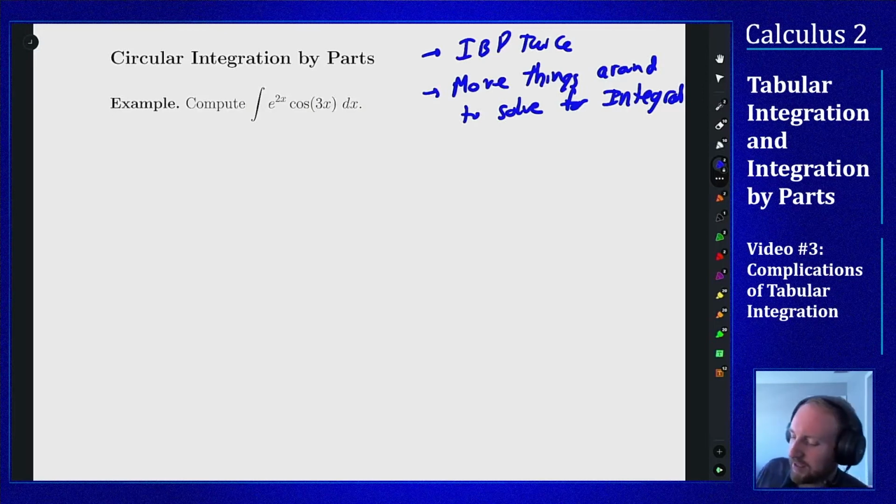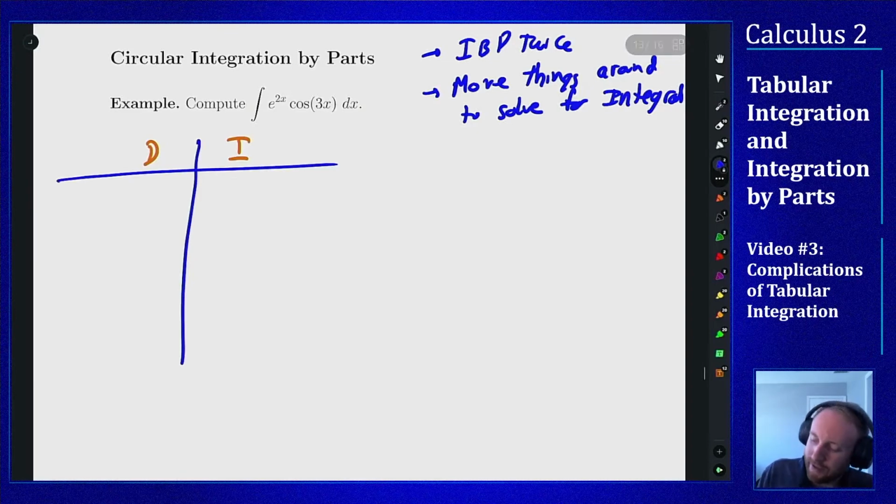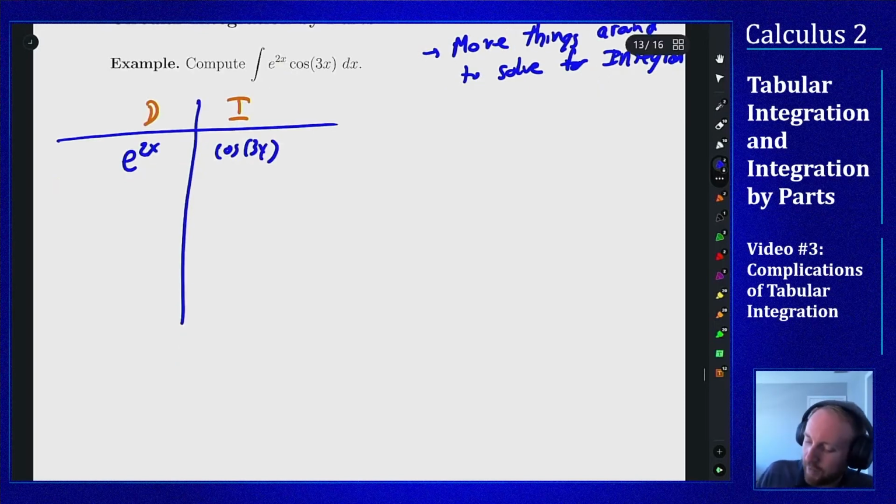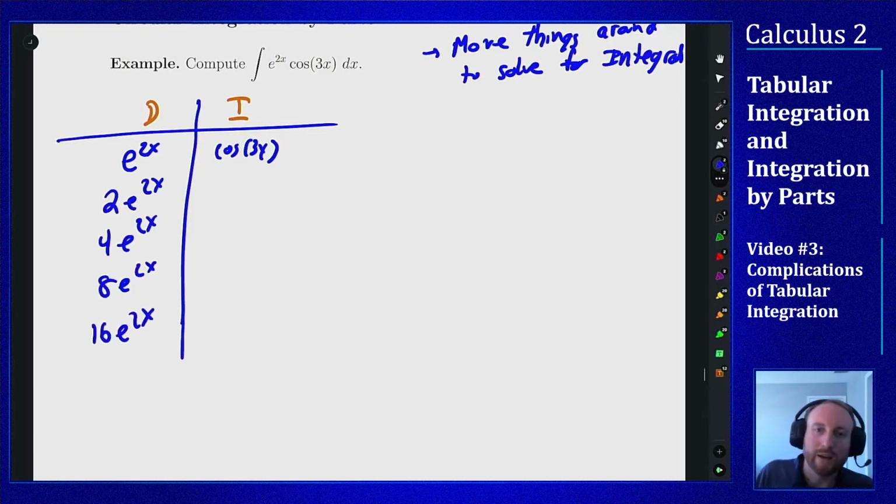Let's make our table. I'm going to differentiate e to the 2x and integrate cosine of 3x. You can do this either way, and the answer is going to be the same no matter what. I will just do this method for the sake of this example. So let's fill the table. Differentiating is fairly straightforward. I get 2e to the 2x, and the pattern keeps going. And I can integrate cosine as well. Integral of cosine is sine. I get a 1/3 from u substitution in there, and I can keep going that way as well.